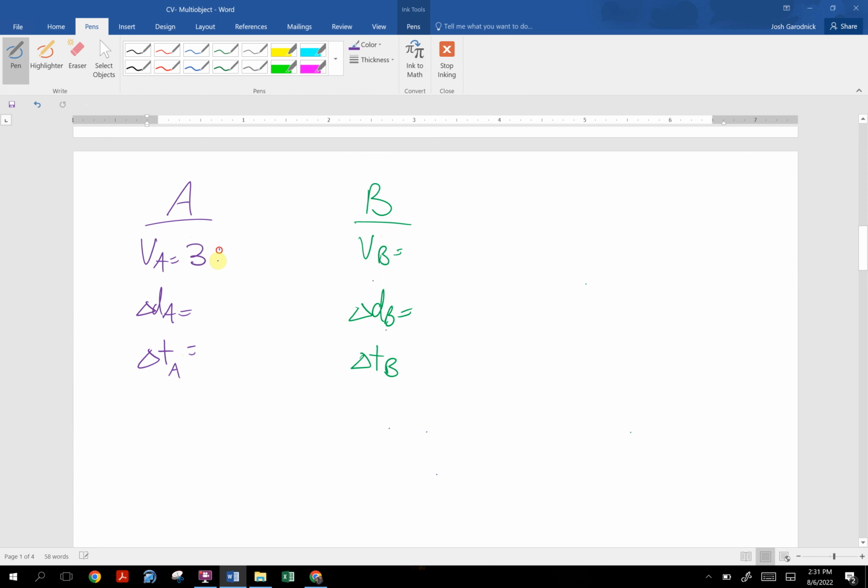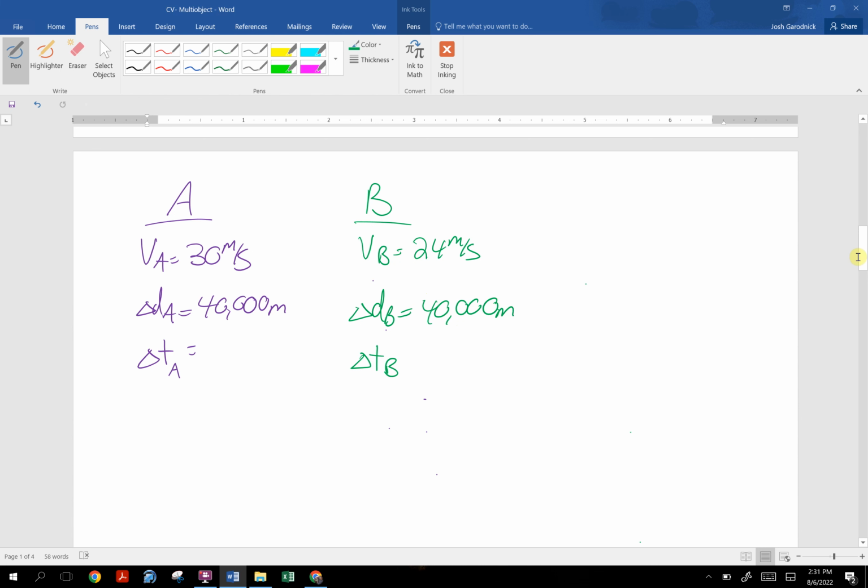We know 30 meters per second, and it travels a distance of 40 kilometers. You are expected to be able to convert kilometers to meters. Kilometers are bigger than meters. They're much bigger, 1,000 times bigger. So this is 40,000 meters. Here, for the other car, it's 24 meters per second, and it travels the same distance, 40,000 meters.